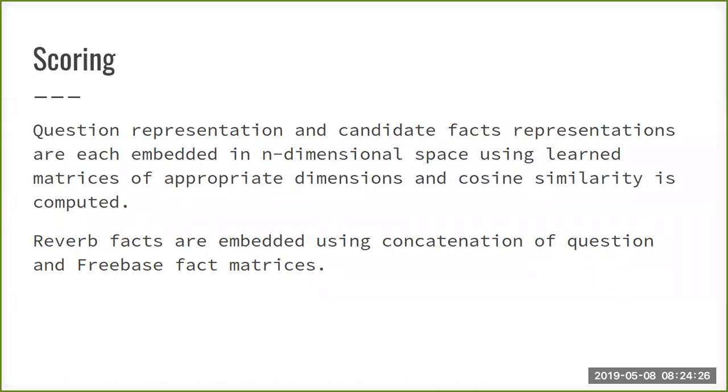Scoring is just, they would embed this thing into some dimension. They would have 2 matrices that they actually learn. One of the size of this question embedding, another of the size of the fact embedding. They would embed the facts and the question into the same space, do the cosine similarity, and that's the similarity. That's the scoring that they use.